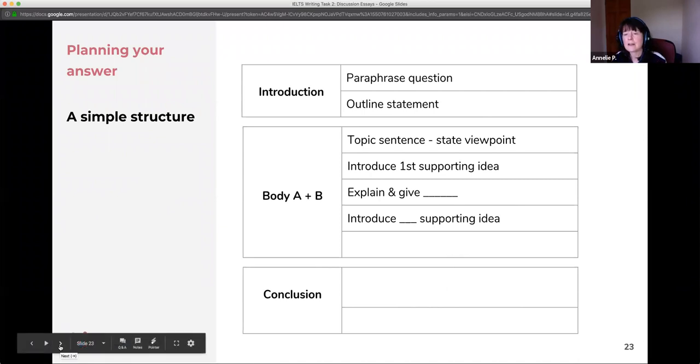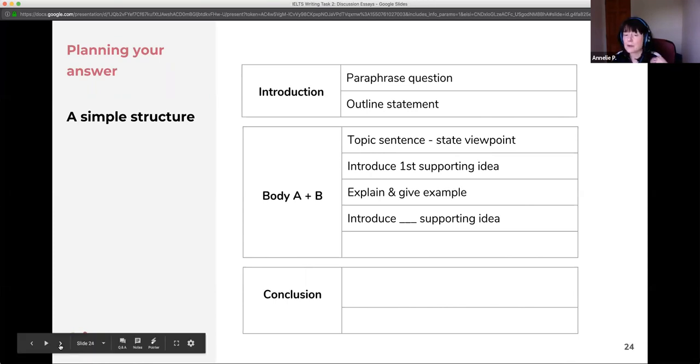Okay, then we introduce our first idea, which in this case was creating jobs. Then what do we do? We can explain and give, okay, very good, give an example. Okay, give a specific example, or you could give a result.